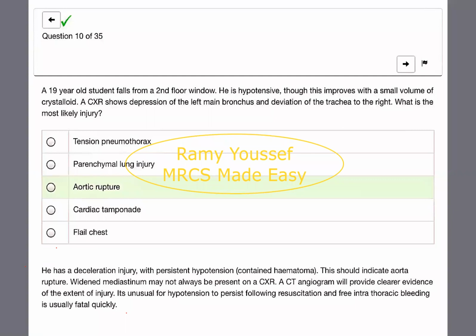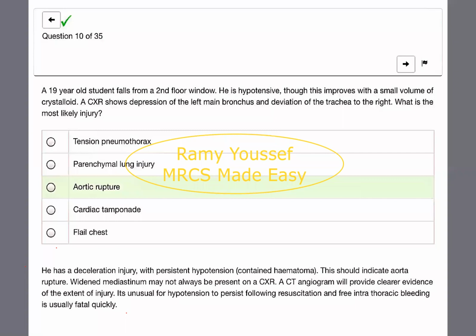Just take this question by exclusion. Is this tension pneumothorax? No, I don't think so. It's not tension pneumothorax: no problem with gas exchange, no problem with difficult breathing, no silent chest. Any pathology will give you some information about that pathology. For parenchymal lung injury, we would find some hemothorax, and he will mention it. Is it cardiac tamponade? The patient will not improve with a small volume of fluid. Is it flail chest? It will manifest with fracture, depression, and paradoxical respiration.